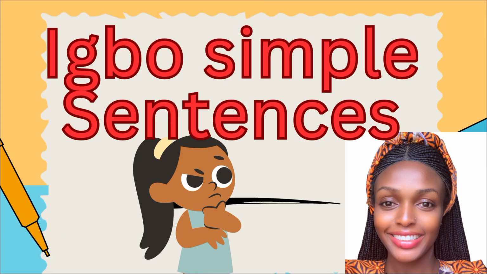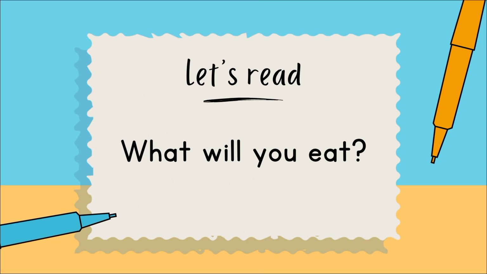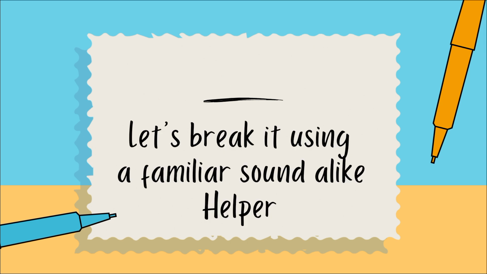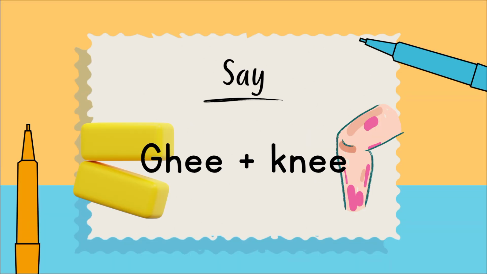Learn Igbo simple sentence. Start with, what will you eat? Breaking it apart and using a sound helper. Say gi and ni. Gi, ni.